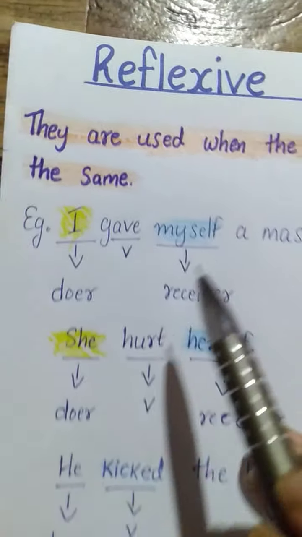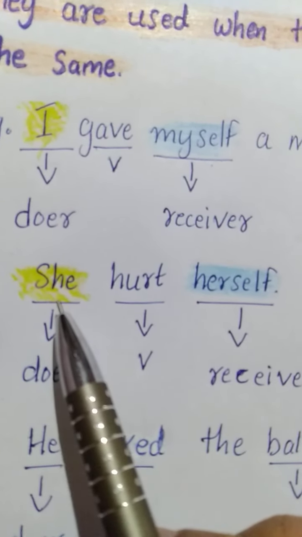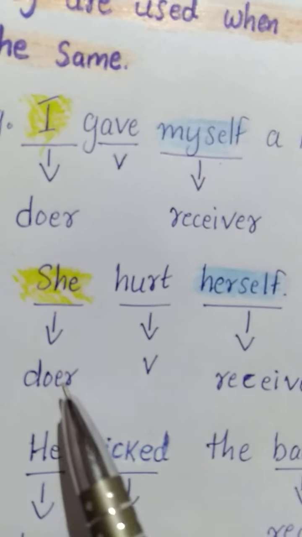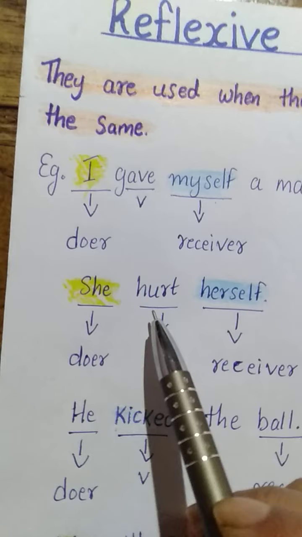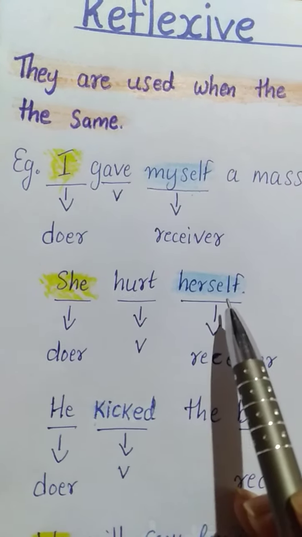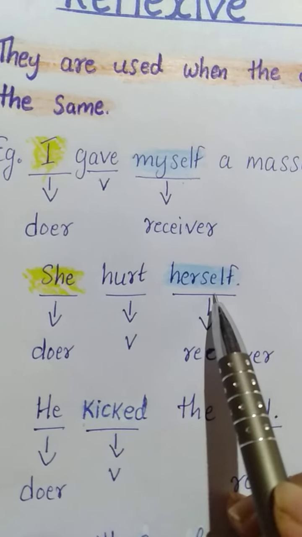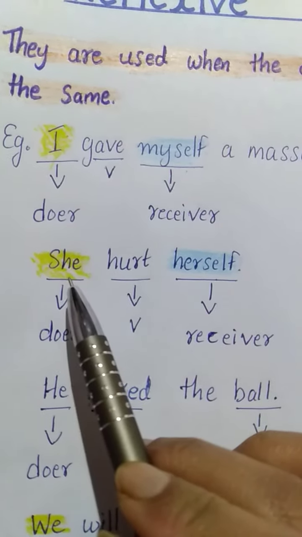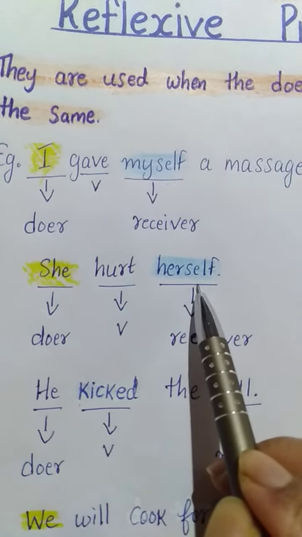All right, now again, she hurt herself. Now she is your pronoun, isn't it? And she is also a doer. So she is doing something. She hurt. Now, who's the receiver? Herself. She hurt herself. Herself is again your reflexive pronoun because she is talking about she only, but as a receiver, we use it as herself.